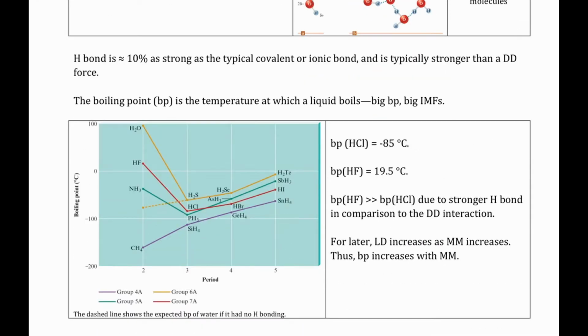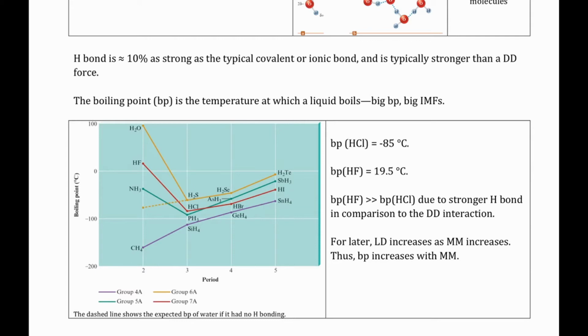The H bond is approximately 10% as strong as the typical covalent or ionic bond and is typically stronger than the dipole-dipole force. So the boiling point, BP, is the temperature at which a liquid boils. A big boiling point implies big IMFs within the liquid.